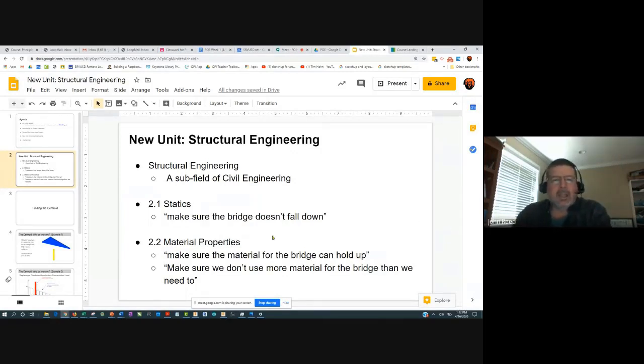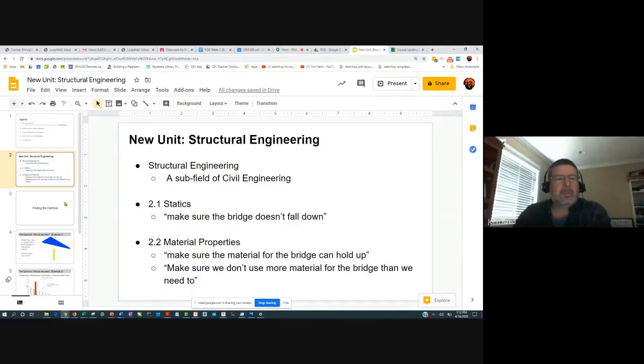Okay. And then we'll go into material properties. So this deals with things like make sure the material for the bridge can hold up, doesn't break. And also, almost as importantly, make sure that we don't use more material for the bridge than we need to, so we can minimize the cost.